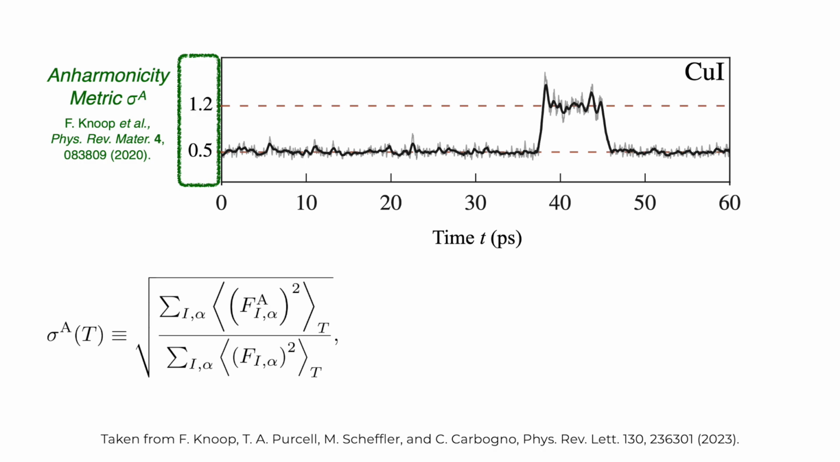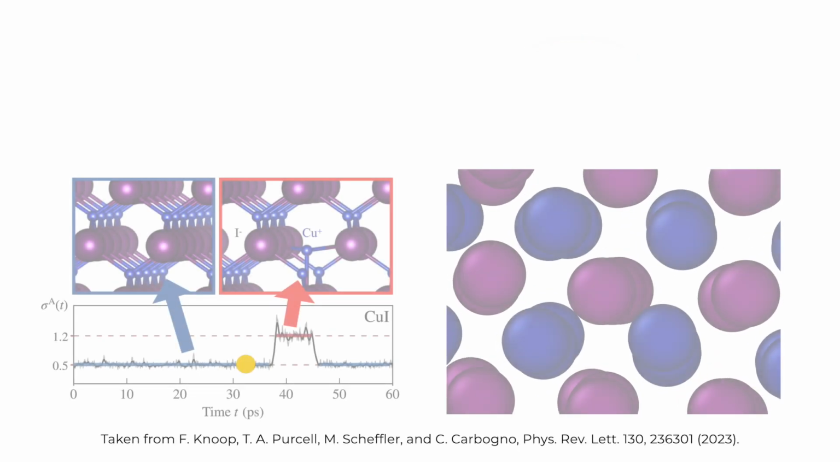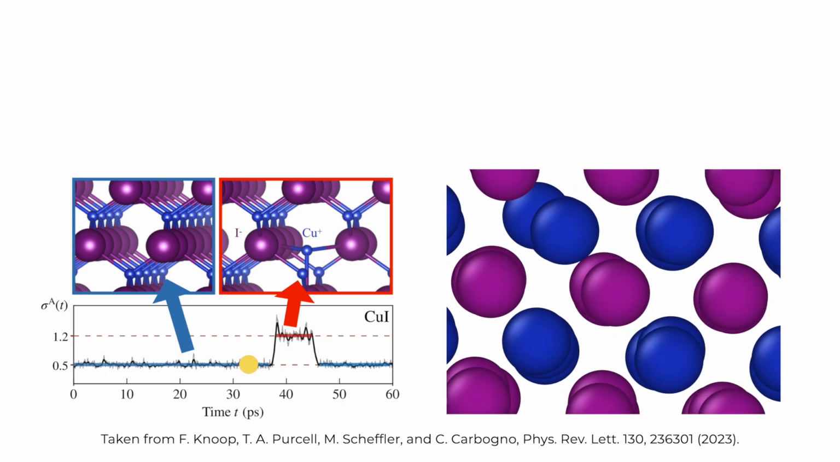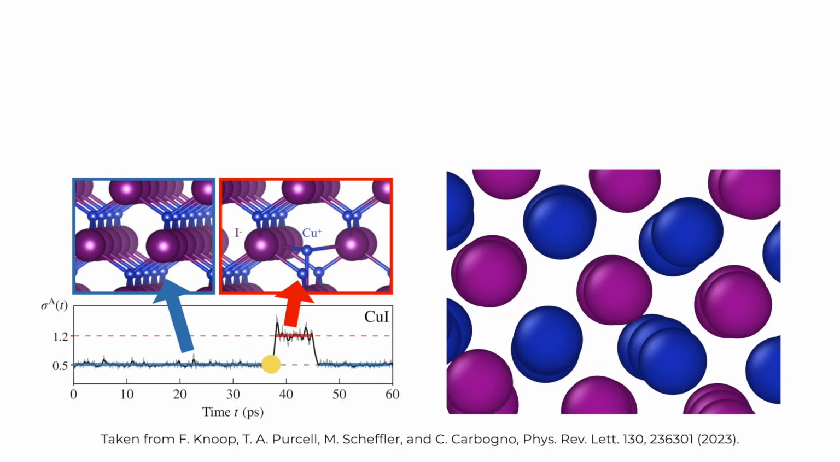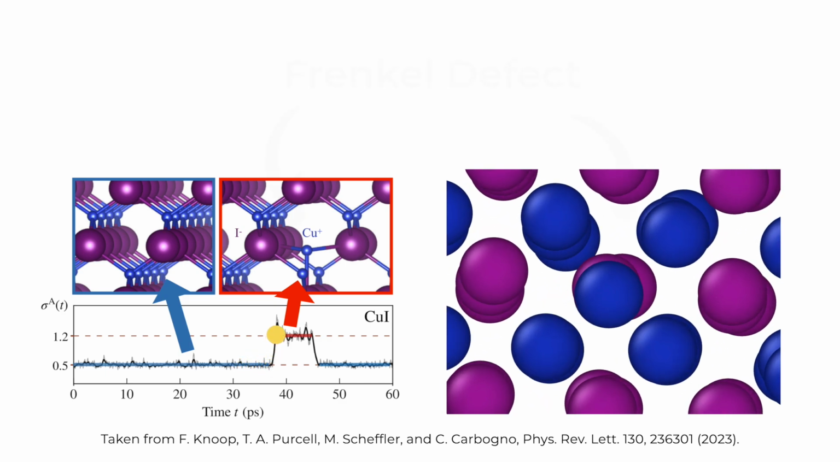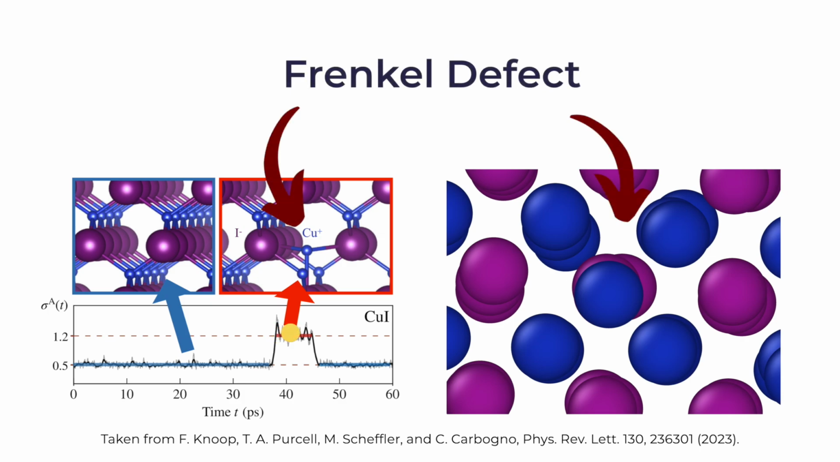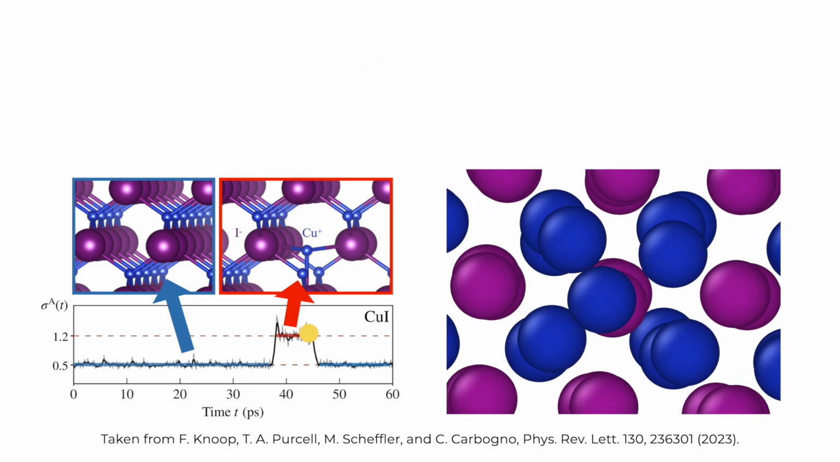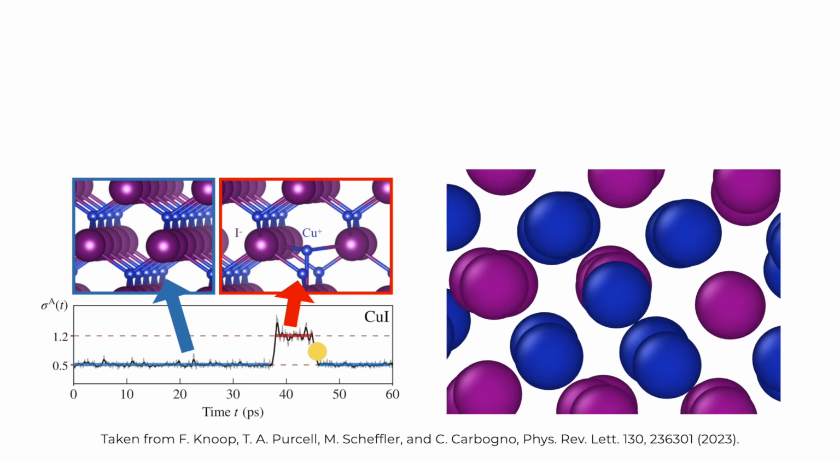anharmonic effects. But on top of that, we observe that the anharmonicity measure can jump to significantly higher values, for example here. In this regime, the harmonic approximation completely breaks down. Copper atoms here temporarily leave their lattice sites, forming short-lived Frenkel defects, something the harmonic approximation could never capture.